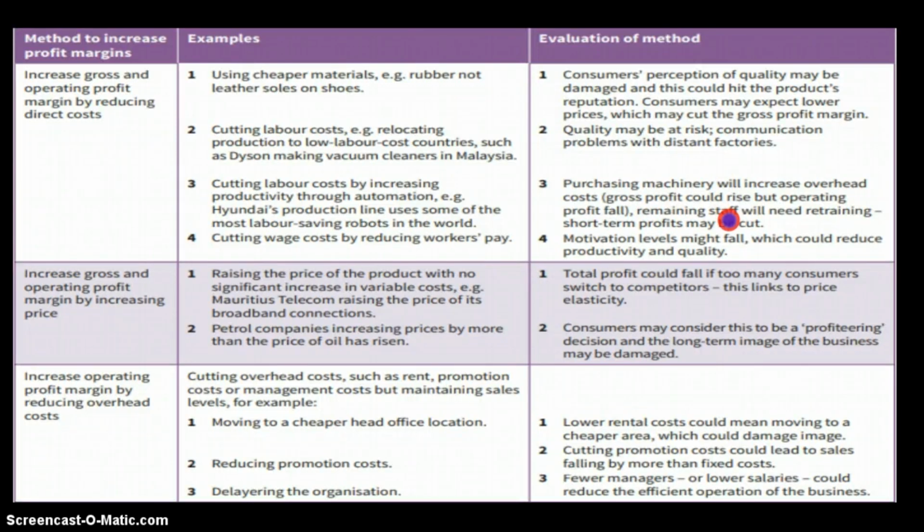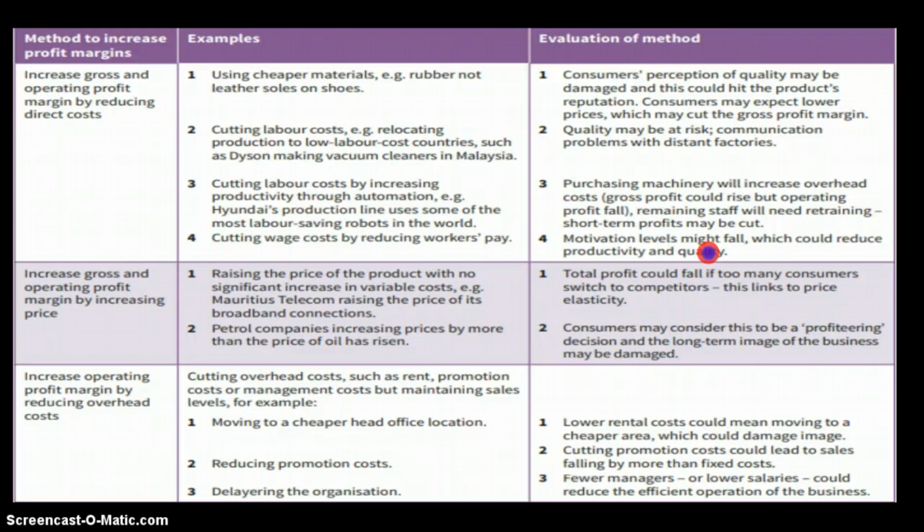Purchasing machinery will increase overhead costs, that is, gross profit margin will rise but operating profit will fall. Remaining staff will need retraining. Short-term profits may be cut. Your short-term profit will be cut off, but there is still hope for a long-term profit. Motivation levels might fall, which could reduce productivity and quality.